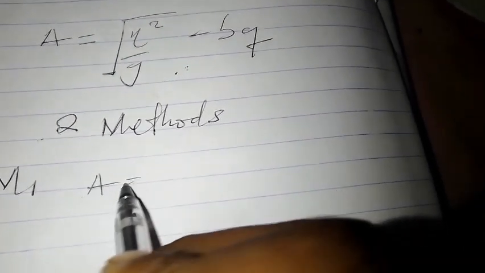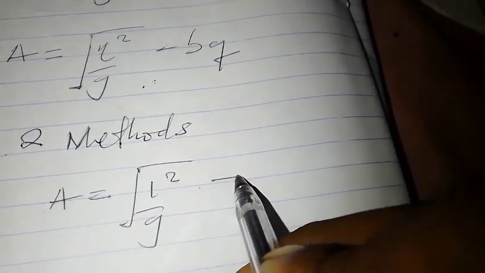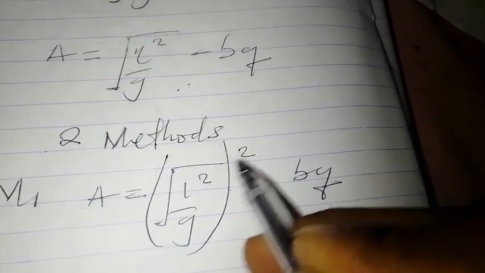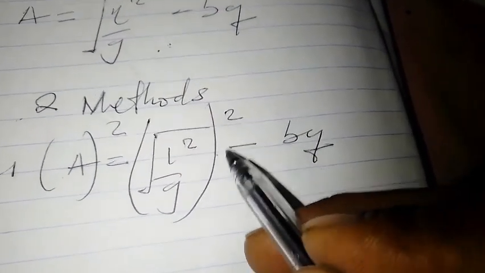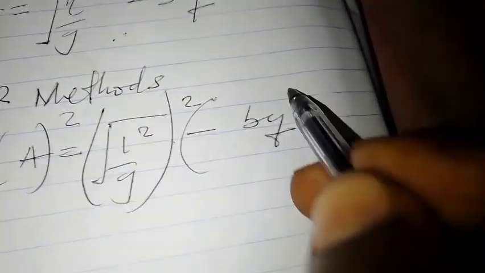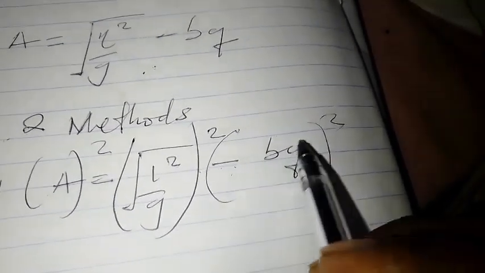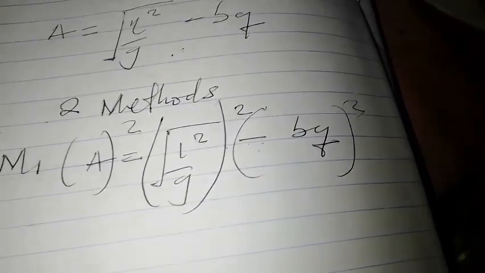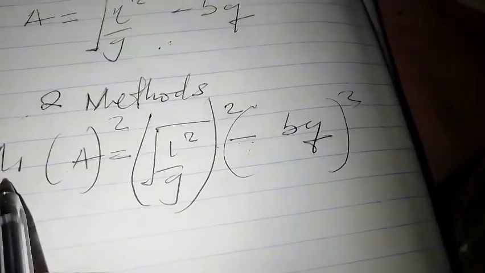So A will be equal to root of L squared over G minus BQ. So I'm going to square this side, and square the whole thing as well. Someone asks, why did I cover the minus? Because this whole thing is minus. The minus is affecting that side, because when this crosses the equal sign, there is no minus.